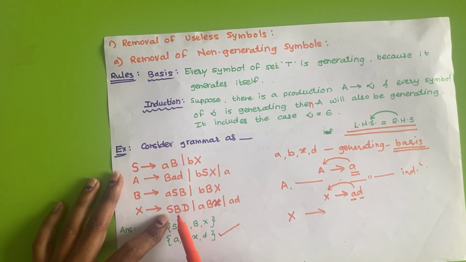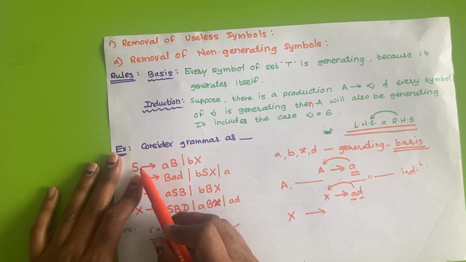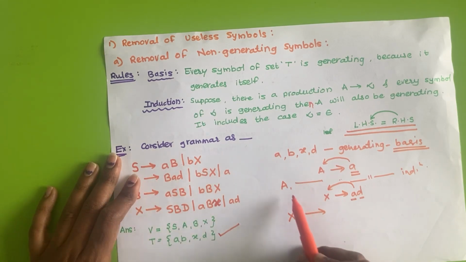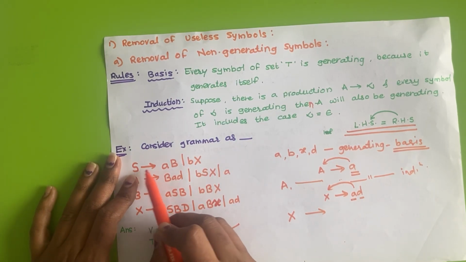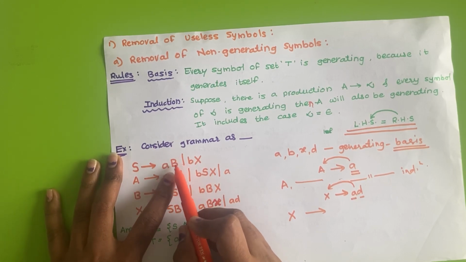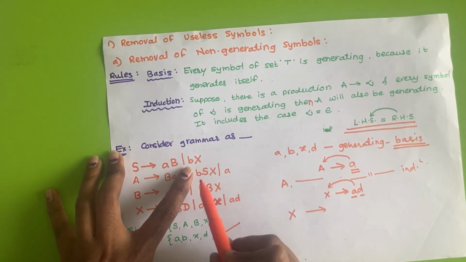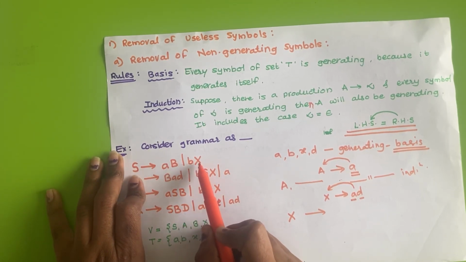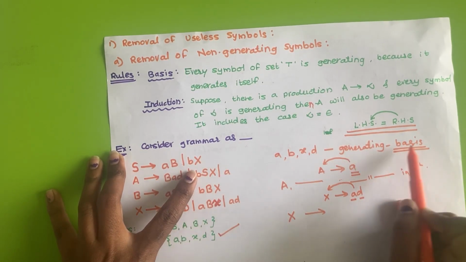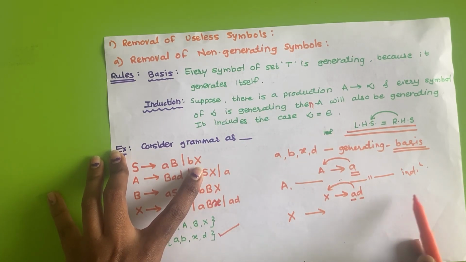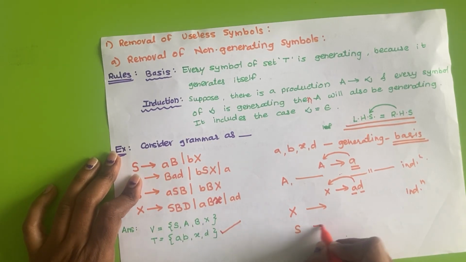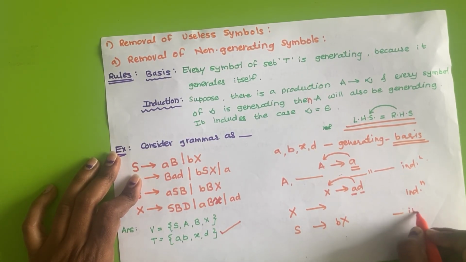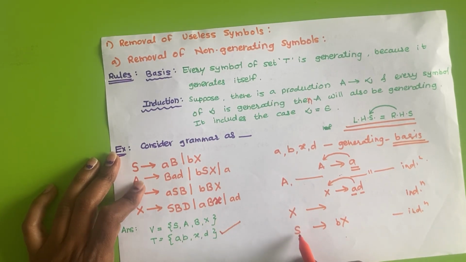Now again we will observe the same from the first production. We have small a, b, d and capital A, capital X as generating symbols. Now S tends to AB: we don't know B as a generating symbol till now. Next we have production S tends to BX, where small b is generating according to the basis and capital X is also generating according to induction. That's why S will also get generated. Now we have S as a generating symbol.